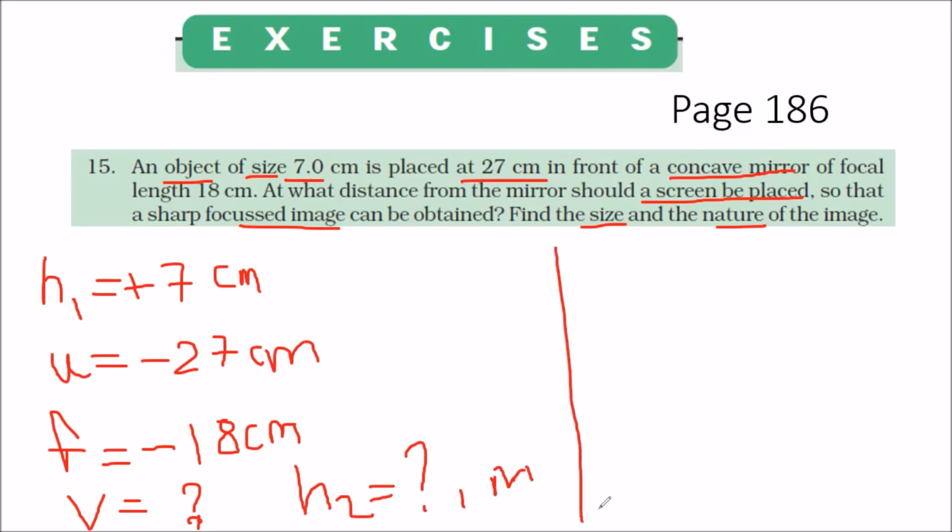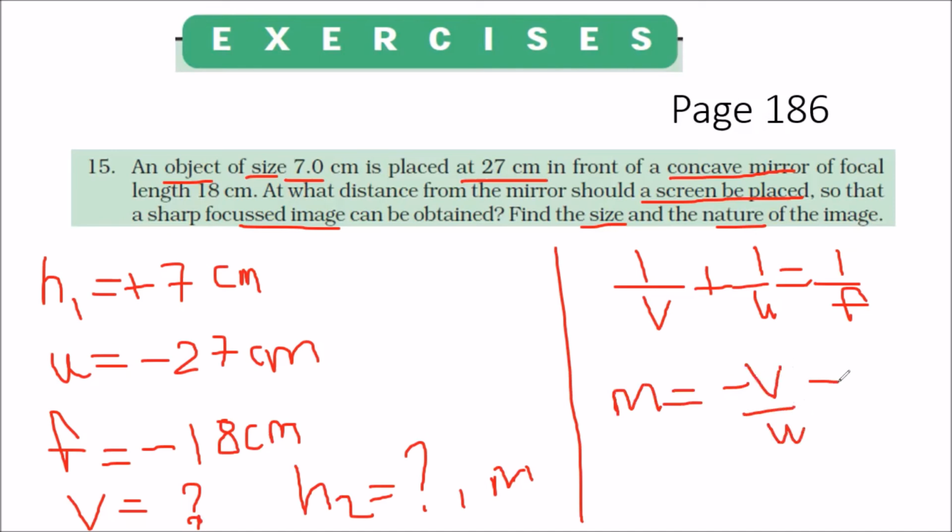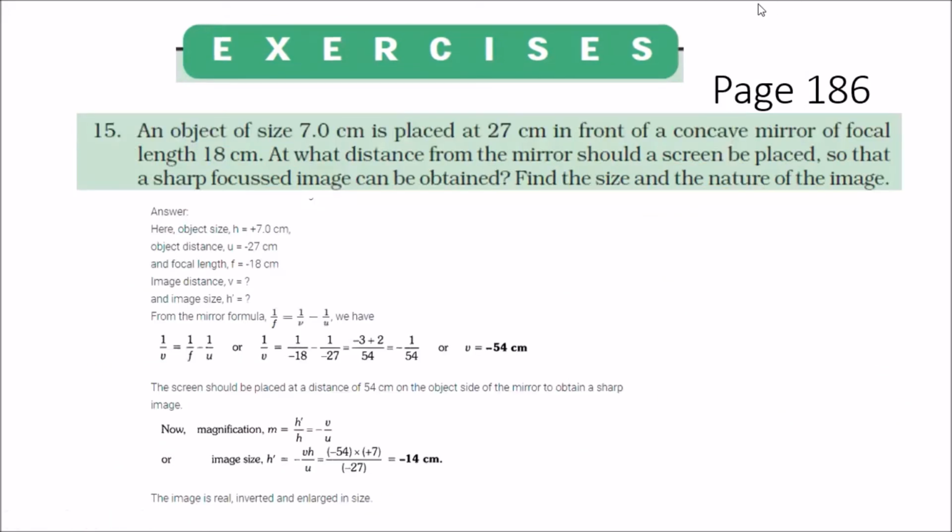As I told you, the first thing we will be doing is write down the formulas, because writing formulas gives you straight away half a mark each. So 1 by v plus 1 by u equals 1 by f, and magnification equals minus v by u equals h2 by h1, because we will be finding the height of the image as well. So let's substitute and see what answer we'll get. We'll directly go on to the next slide, which has the answer also. So you can see here all the substitutions are done in the answer.